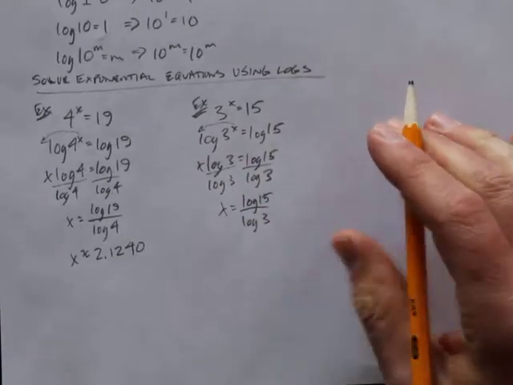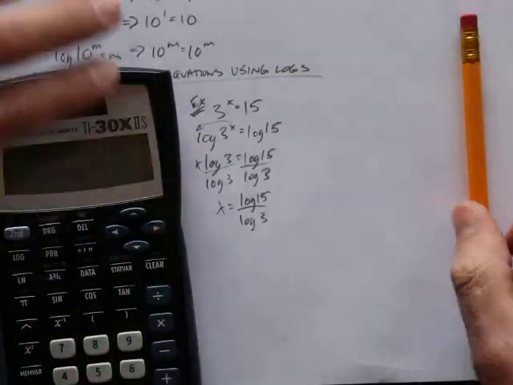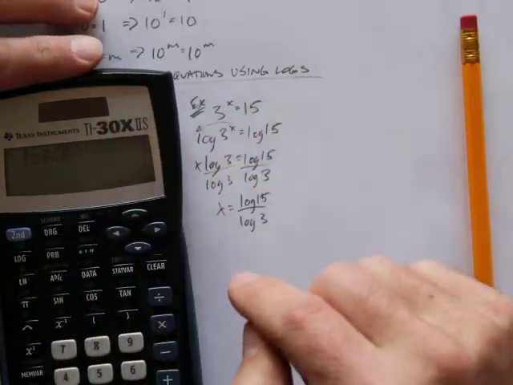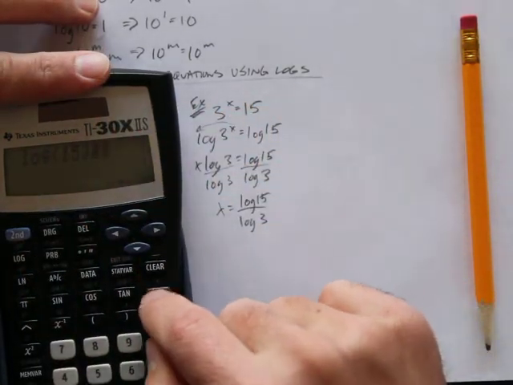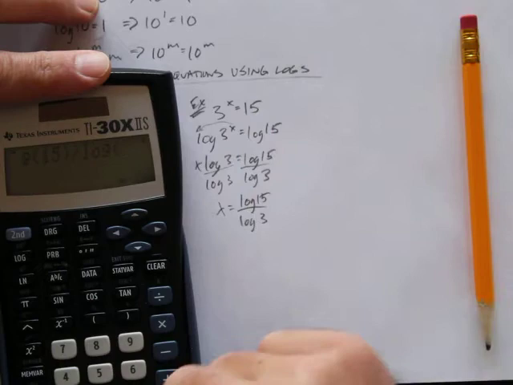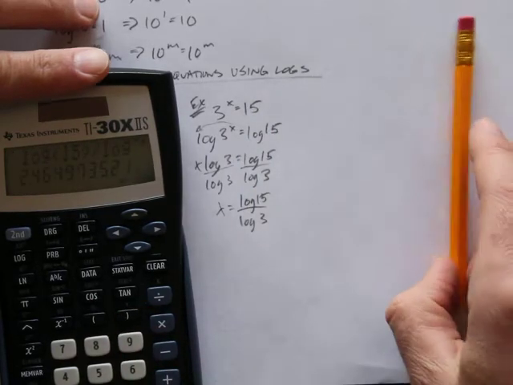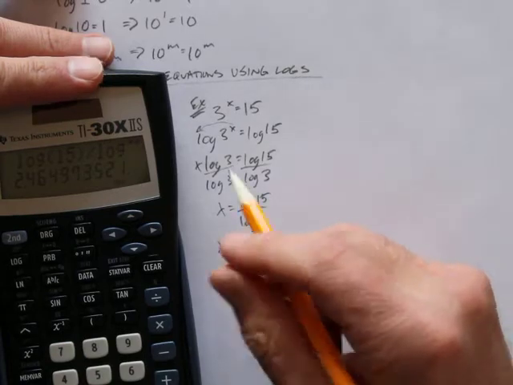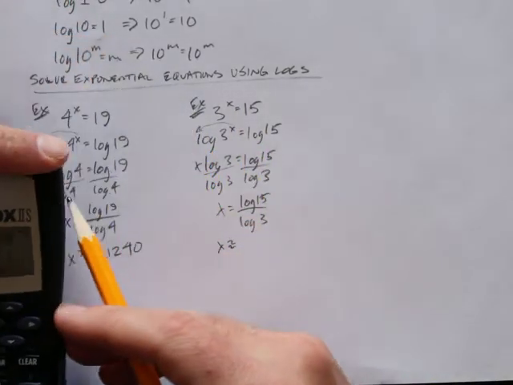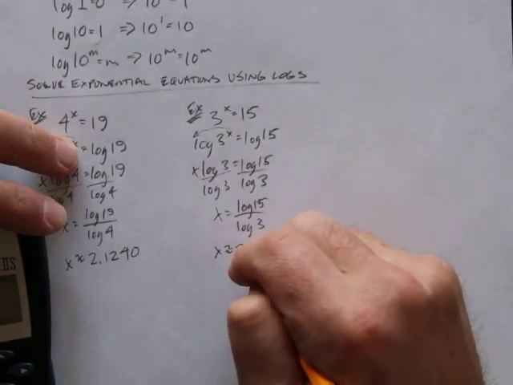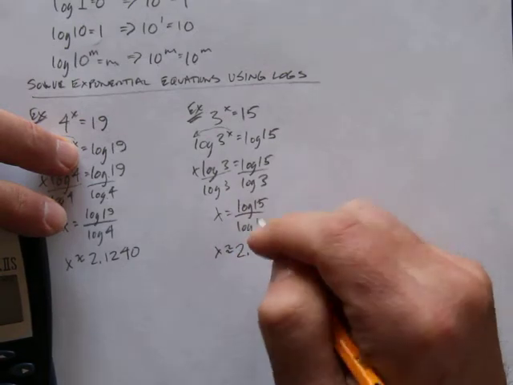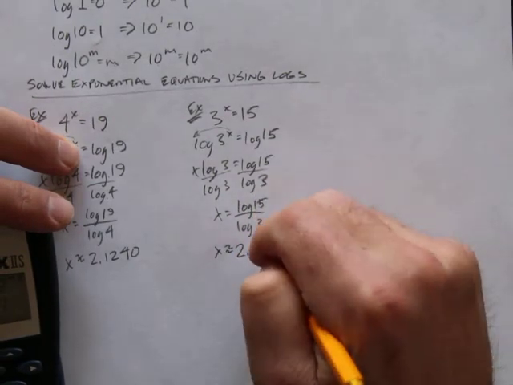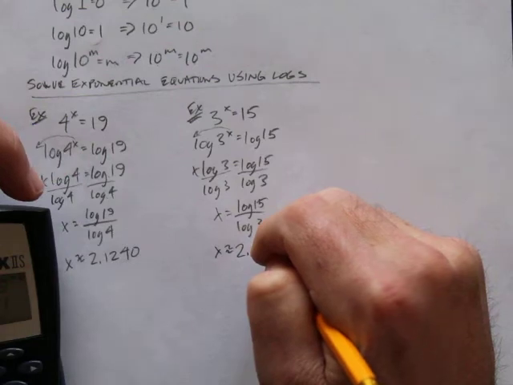I'm going to plug this into my calculator. I'm just going to say log of 15 divided by log of 3 equals, and I'm doing approximate here because I have to round, 2.46, again with the rounding, 50.